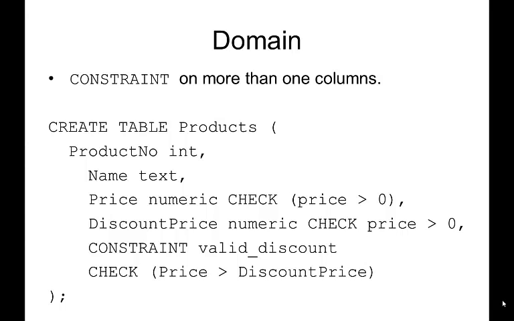And then we have this third individual constraint, called valid discount, which checks that the price is greater than the discount price. Okay, so we've got 3 constraints on this table, one of which is a constraint on 2 of the previous fields.